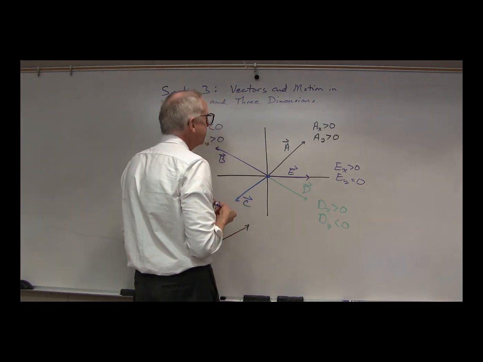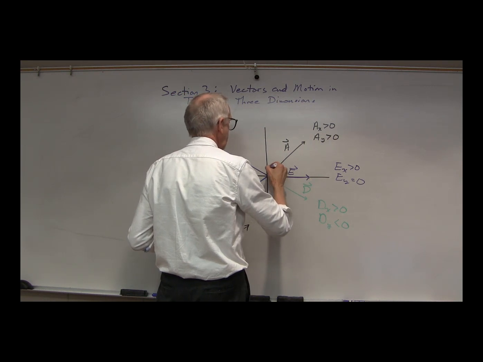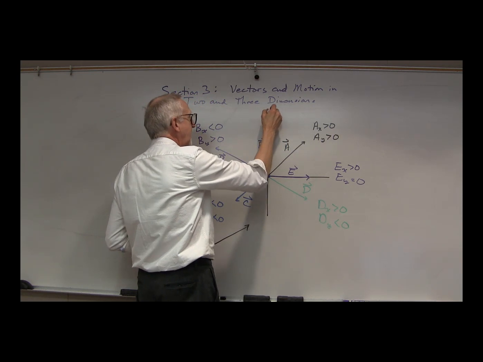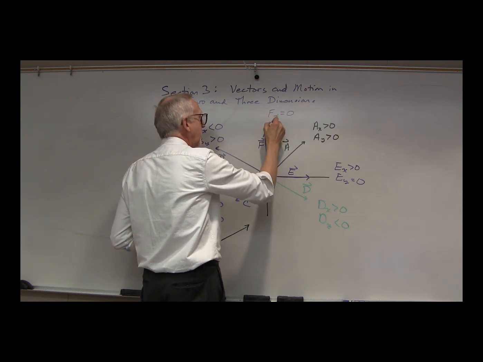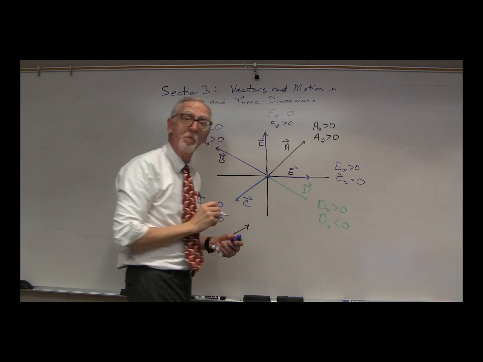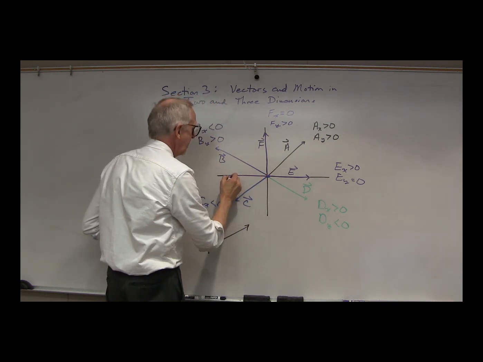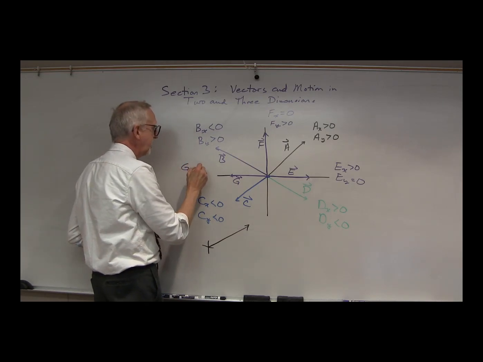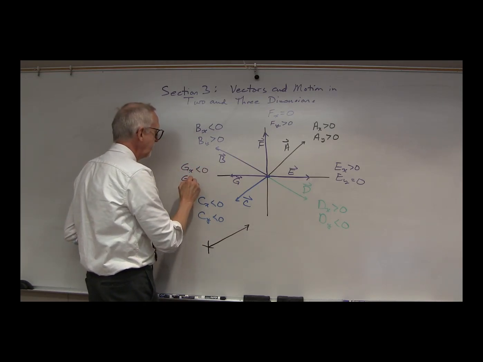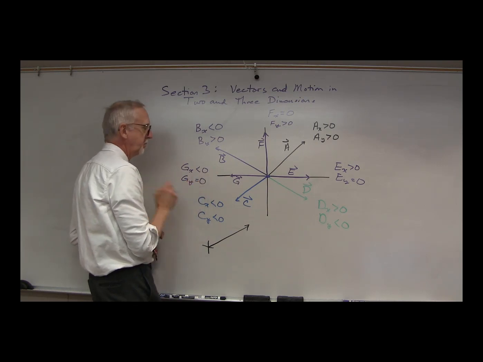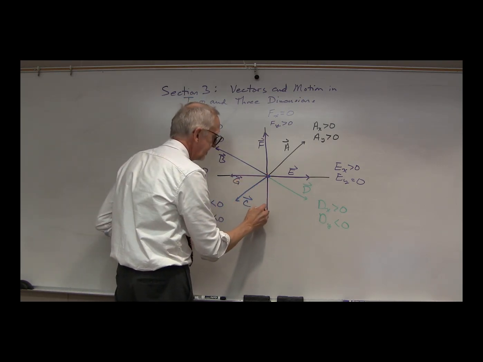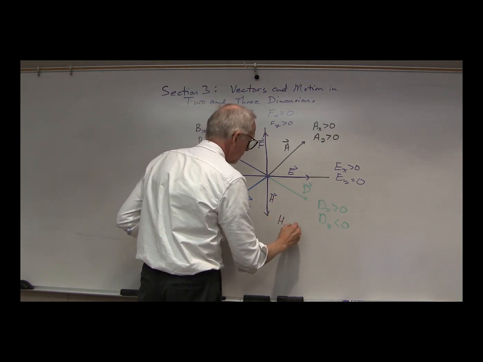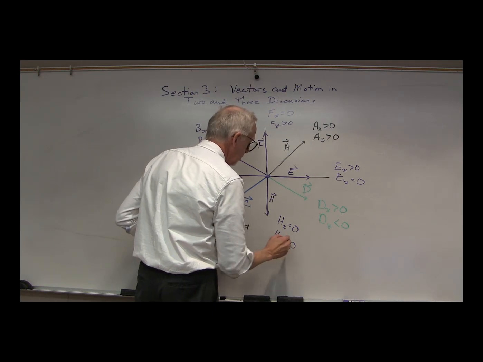A vector along here, call this vector f. In this case, f sub x would be 0, f sub y would be positive. A vector over here, call this vector g. In this case, g sub x would be negative, g sub y would be 0. And a vector right along this axis here, call this vector h. In this case, h sub x would be 0, h sub y would be negative.